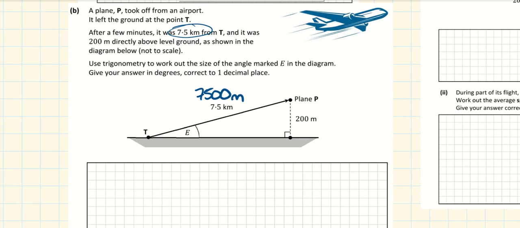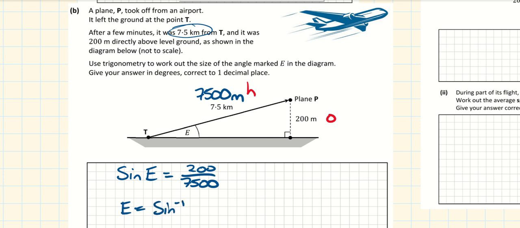We've got a triangle. Let's label our point. Here's the opposite and here's the hypotenuse. So you need to find the size of the angle E. So we've got opposite, hypotenuse, that means sine E equals 200 over 7,500. Now you make sure the units are the same. So that means E equals sine inverse of 200 over 7,500. And that will give you 1.5 degrees. So it's only a very small trajectory upwards.